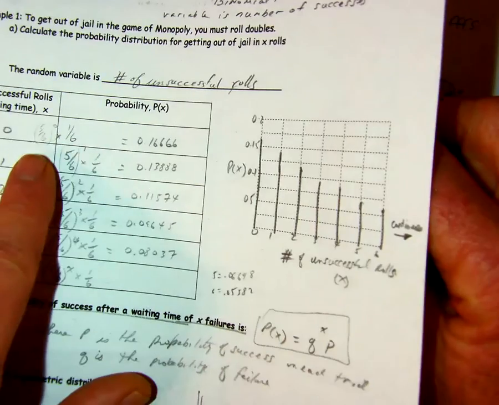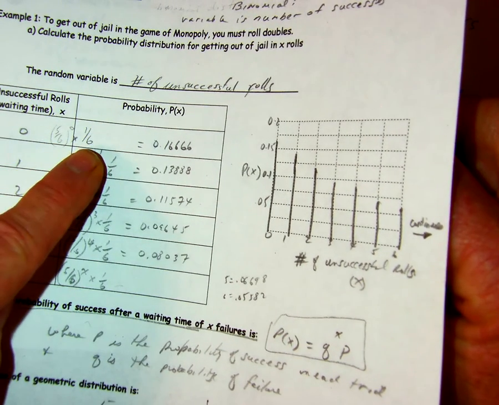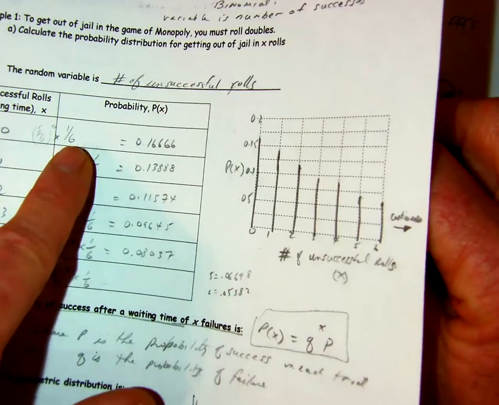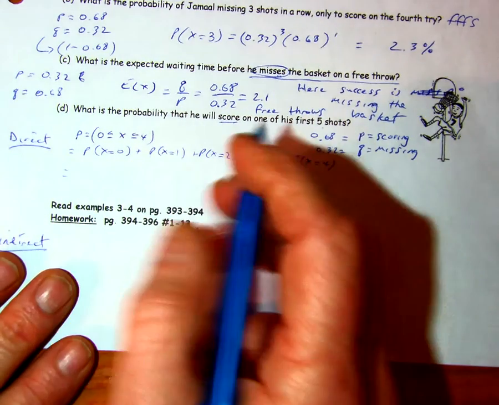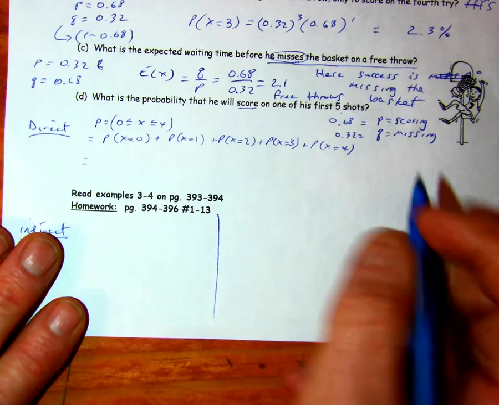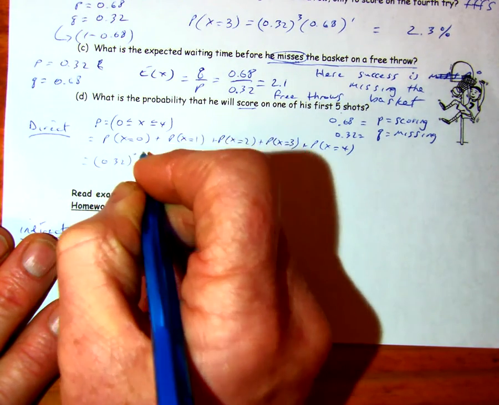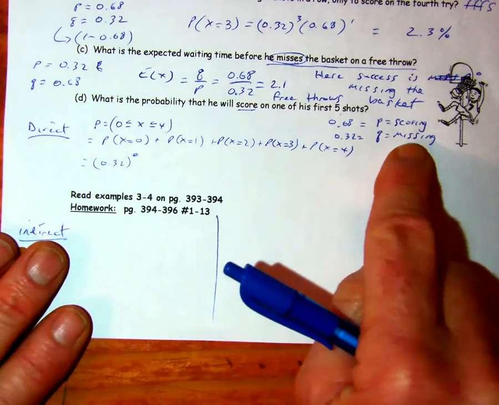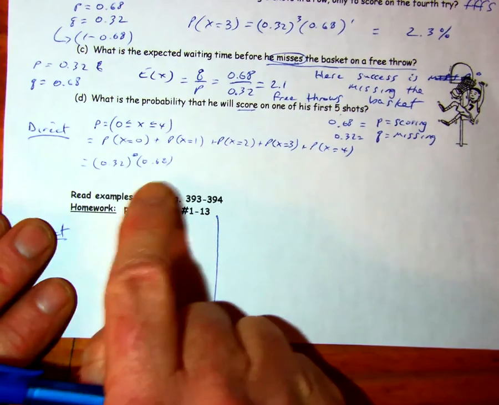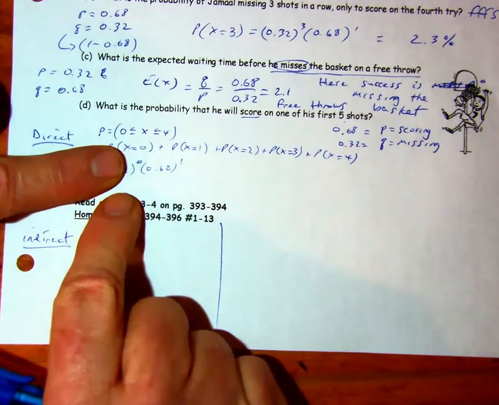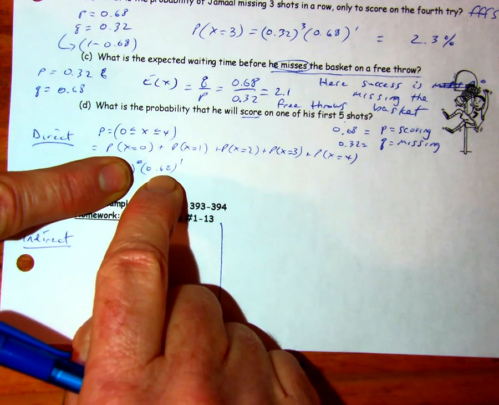He gets a success right away. So it's Q to the 0 times P to the 1. So that would be Q to the 0, 0.6... might as well put it in, 0.32 to the 0, which you don't really have to, times 0.68 to the 1. So that's just that. It's a 68% chance he scores on his first try.